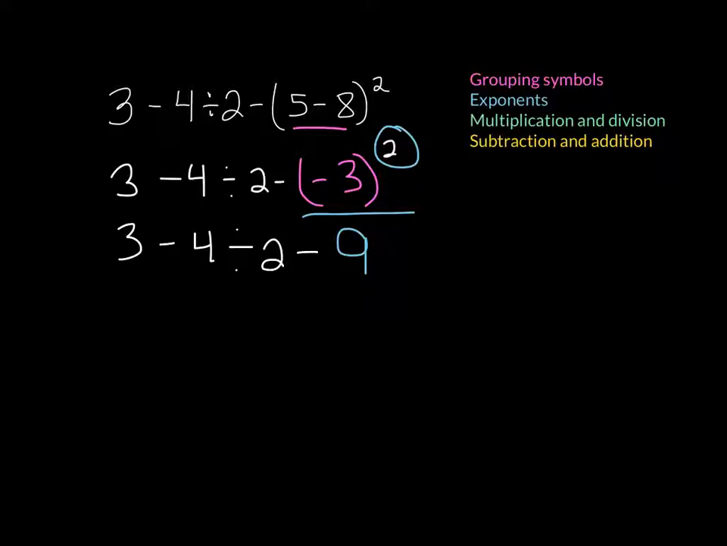The next step is to look for multiplication and division. And we have a division right here. 4 divided by 2 is 2. We'll keep everything else as it is.